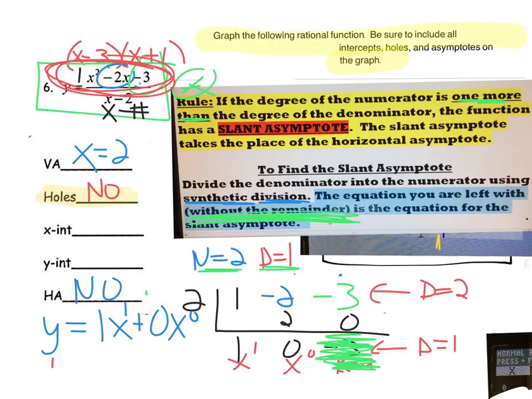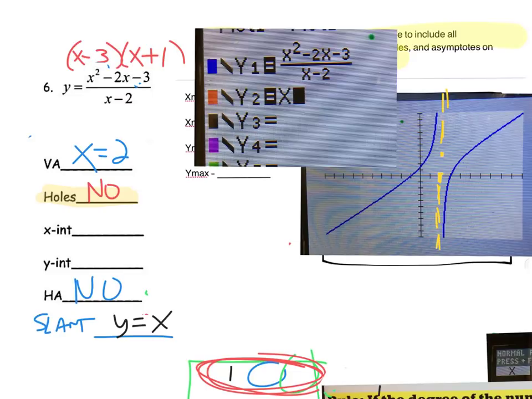So here is our equation, y equals 1x to the first, so x, plus 0x to the 0, which is just 0. So the equation y is equal to x is the equation for the slant asymptote. Here, the slant asymptote is going to take the place of the horizontal asymptote. Watch what happens when I graph the equation y is equal to x and compare it to our rational function. All I'm going to do is enter in a second equation, in this case the equation y is equal to x, and see what that does to our graph.